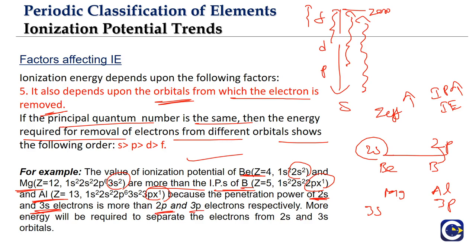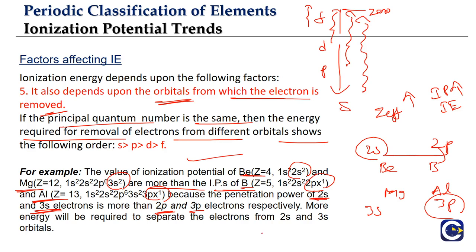It will be easy to remove an electron from 2p than from 2s. Similarly, it will be easy to remove an electron from 3p than from 3s. There is also one more factor here for why beryllium is more than boron and magnesium is more than aluminum.